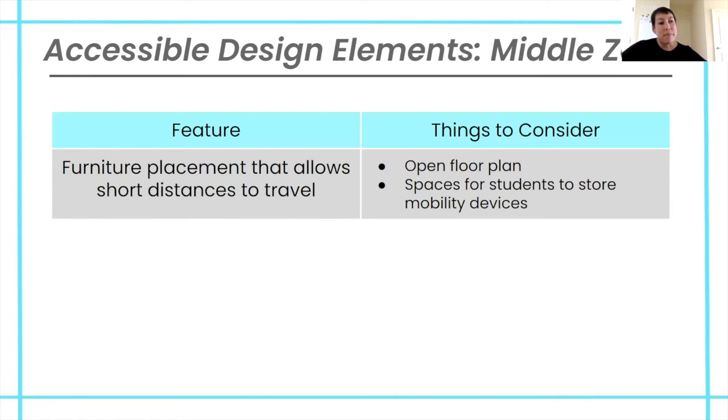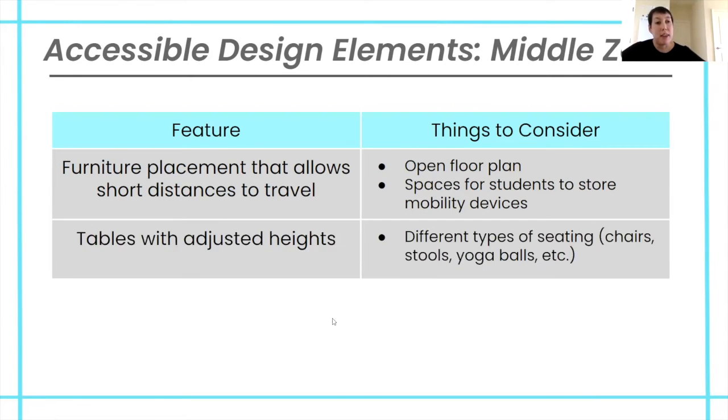So let's talk about the middle zone. Because these are suggestions that I use in my own classroom, you may need to get creative with the furniture you have in your own space. First, try to minimize the travel distances with an open floor plan, and save room for that cozy corner that we'll talk about a little bit later. Consider having tables with adjusted height to fit wheelchairs and other types of seats that you use. This will make it more comfortable for your students to have their workspace.